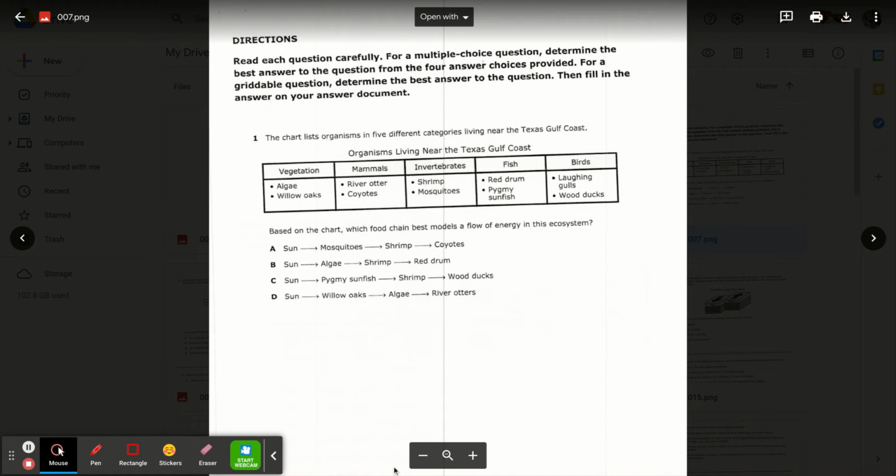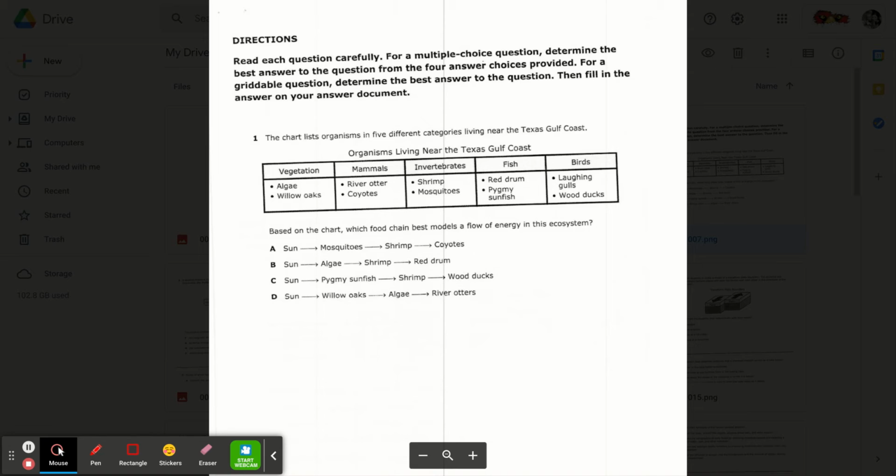Number 1, the chart lists organisms in 5 different categories living near the Texas Gulf Coast. Based on the chart, which food chain best models a flow of energy in this ecosystem?